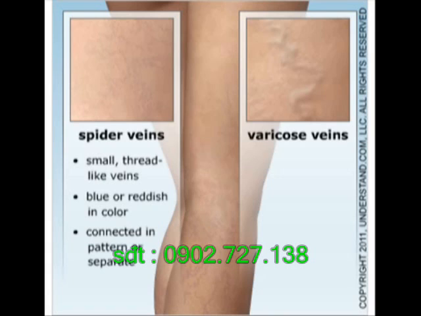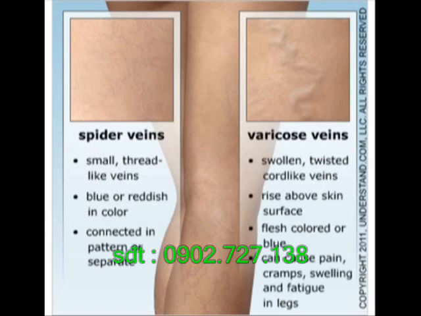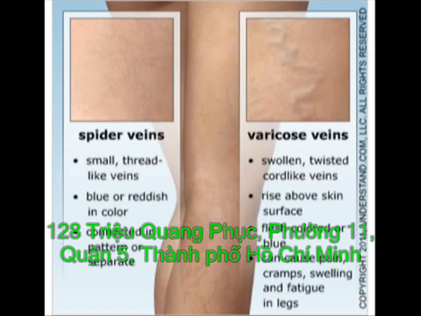Unlike spider veins, varicose veins are generally swollen, twisted cord-like veins that rise off the skin's surface. Usually deeper than spider veins, varicose veins are flesh-colored or blue in appearance and can cause pain, cramps, swelling, and fatigue in the legs. While sclerotherapy is used to treat a variety of spider and varicose veins, surgical treatment may be more appropriate for the treatment of medium and large varicose veins.